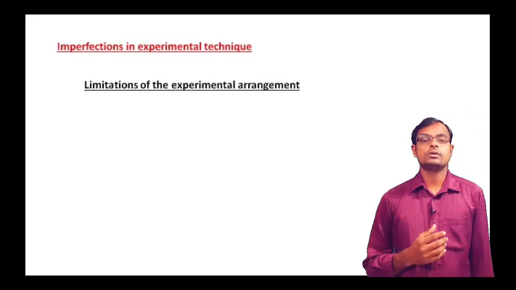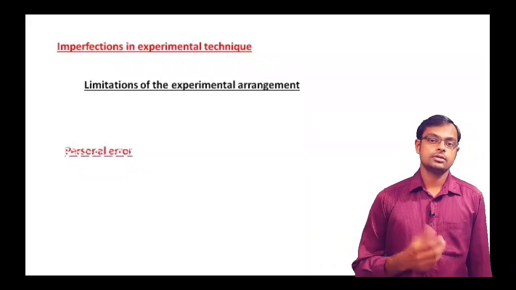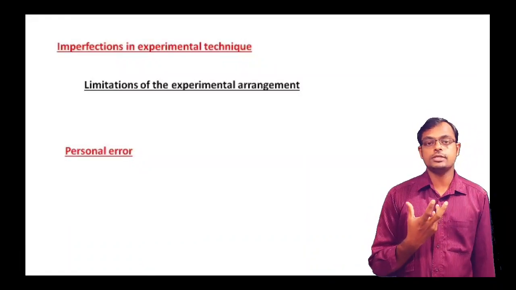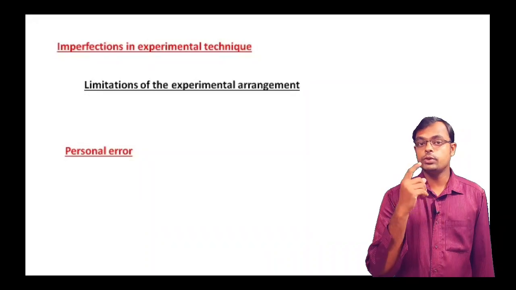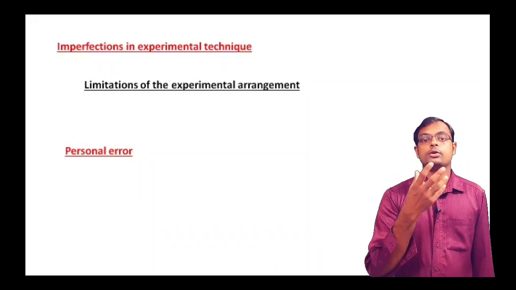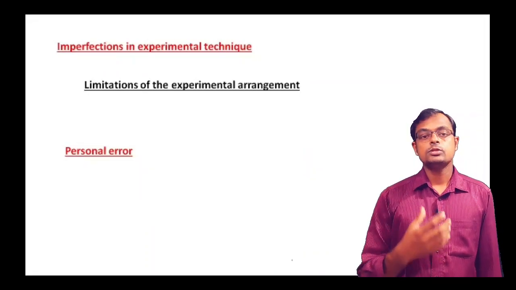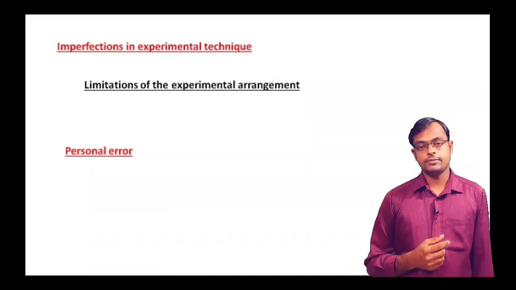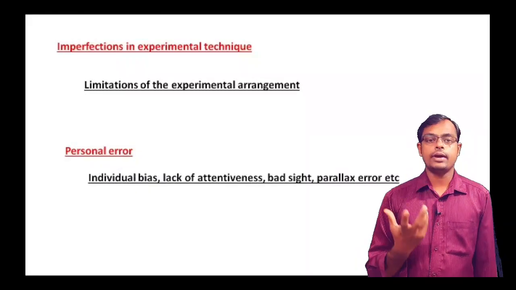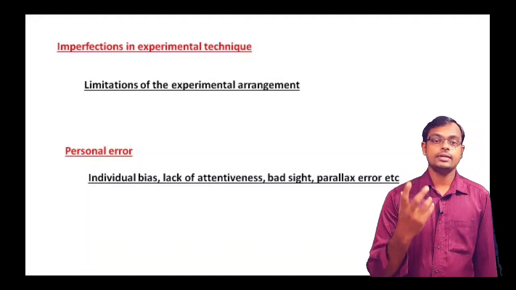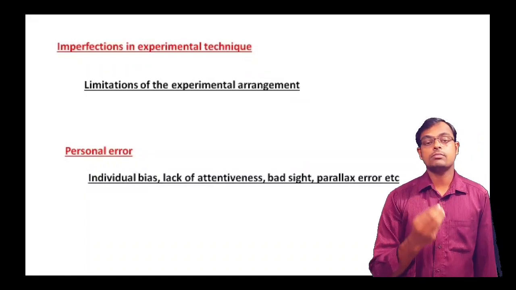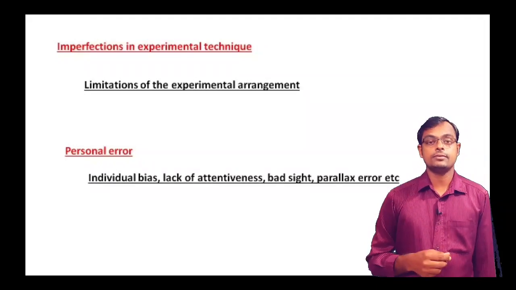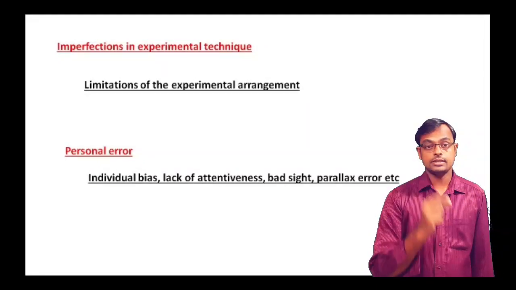Now move to the next one, the personal error. Definitely a person is doing this experiment using an instrument, so chances of error will be there due to the instrument as well as due to the person. So what is the reason for the personal error? That is due to individual bias, lack of attentiveness, bad sight, or one more example, parallax error. What is meant by parallax error?